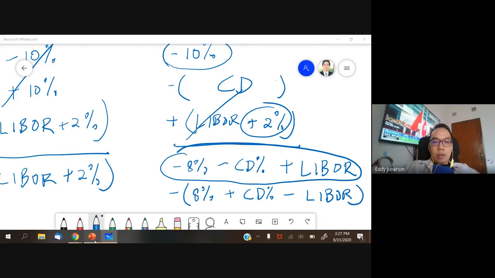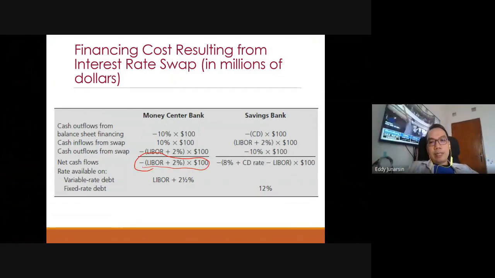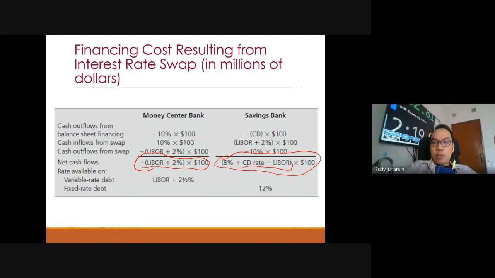So the money center bank ends up paying the variable rate, something that they do like, actually, in this example. And on the other hand, the savings bank ends up paying the relatively fixed rate, because again, the spread between the CD rate and LIBOR rate is usually quite stable. Not necessarily constant, but quite stable from time to time. So let's say this is quite stable at maybe 2%. So you could imagine this would be about 10%.